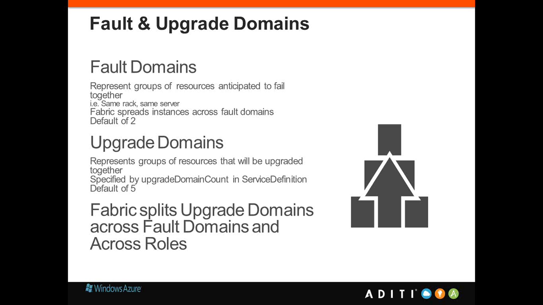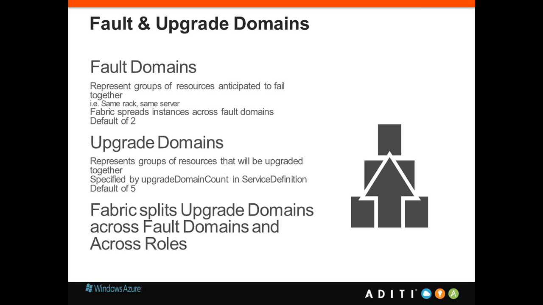Upgrade domains represent a group of resources that will be upgraded together, and that is specified by a setting in your service definition file. When you develop a Windows Azure application, the setting is called upgrade domain count, and by default it is 5. You can change it. So when I say I have 2 upgrade domains, when I'm actually upgrading my application, I get one upgrade domain down, and then it will install my new version on it, and then the second one will be down, and so on. We'll see that with an animated PPT here.